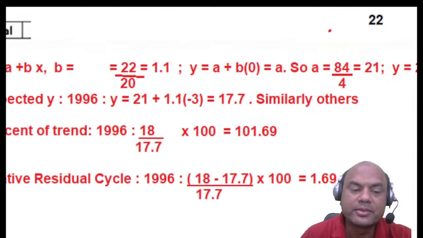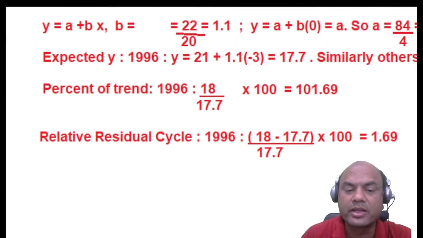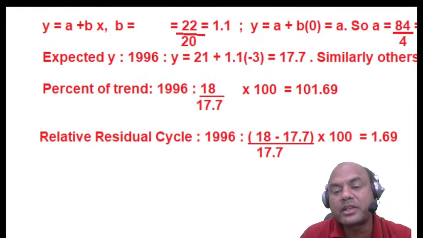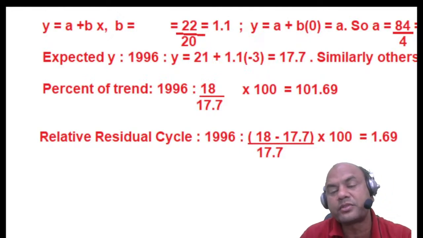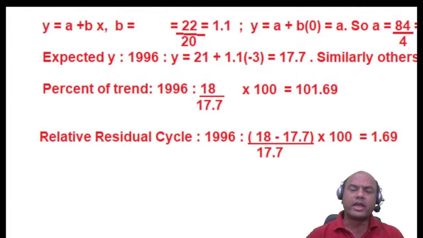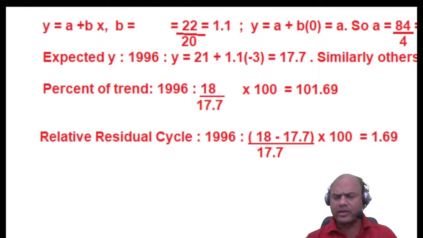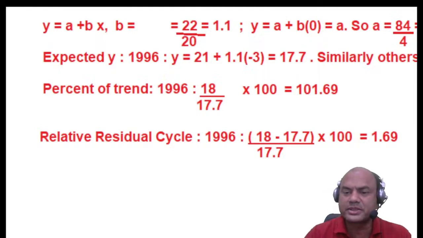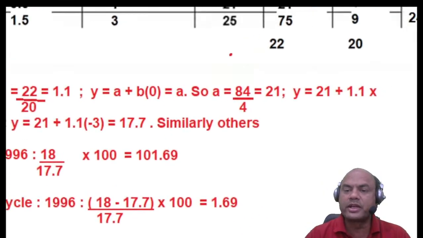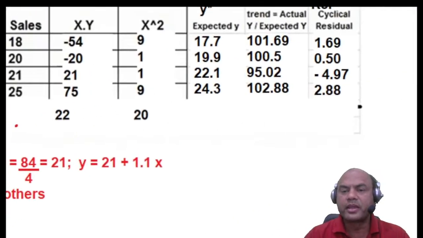Okay. Similarly, now you look at the residual method also. What was that? Actual Y minus Y star upon Y star. So 18 minus 17.7 upon 17.7 into 100. Everywhere you have to do it. Why? Because it is a percentage. So you get this as 1.69. Now you see these figures over here. I have written it over here. See this, 101.69 and 1.69.